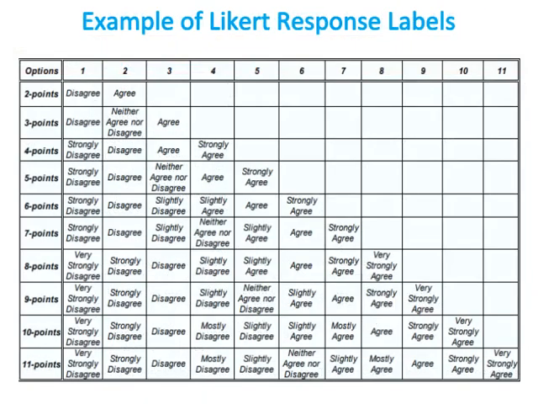Example of Likert response labels. Here the example of 2-point Likert scale, 3-point Likert scale, 4-point Likert scale, 5-point Likert scale, 6-point Likert scale, 7-point Likert scale, 8-point Likert scale, 9-point Likert scale, 10-point Likert scale, and 11-point Likert scale are given along Likert response labels.